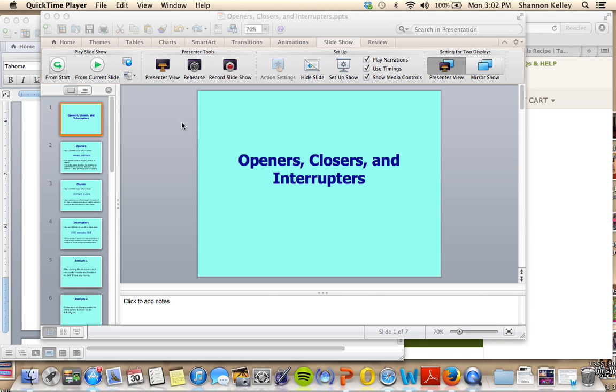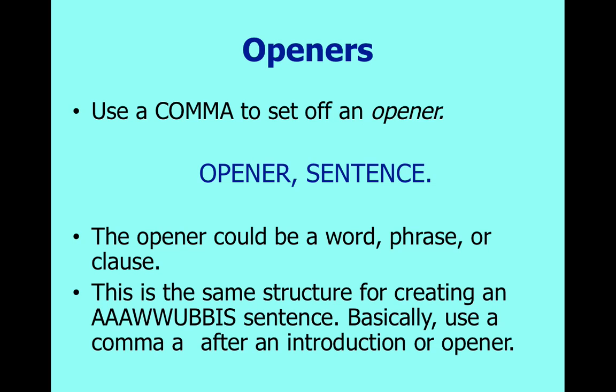Okay, so first you want to use a comma to set off an opener. So you would have an opener, comma, and then the rest of your sentence. The opener could be a word, it could be a phrase, or it could be a clause. This is pretty much the same structure for creating an AWUBIS sentence. Basically, you're going to use a comma after an introduction or an opener, and we'll go through some examples at the end.